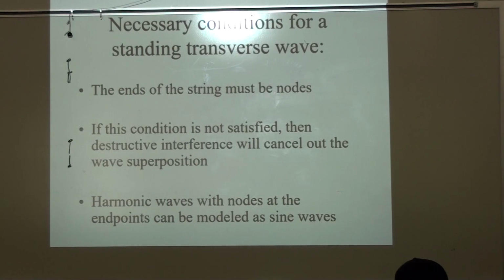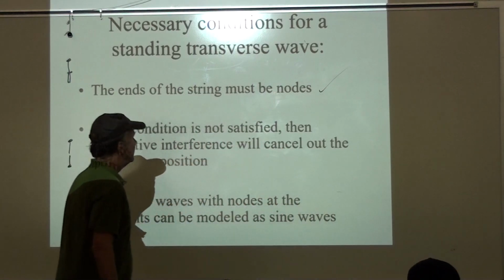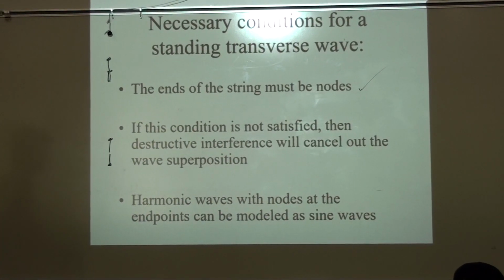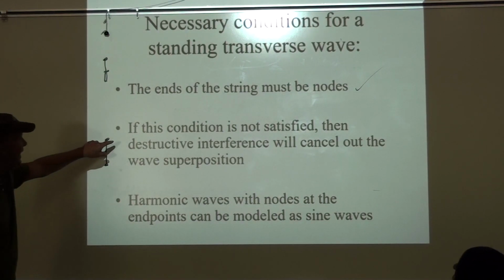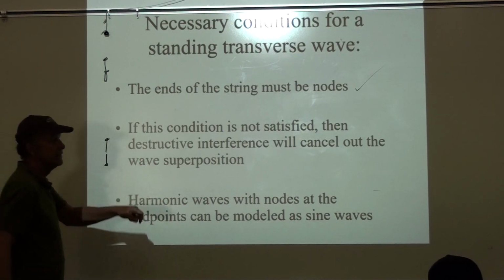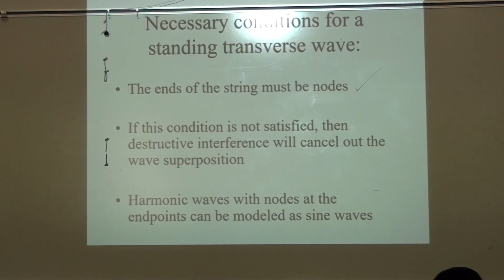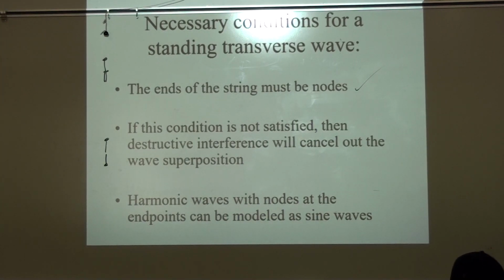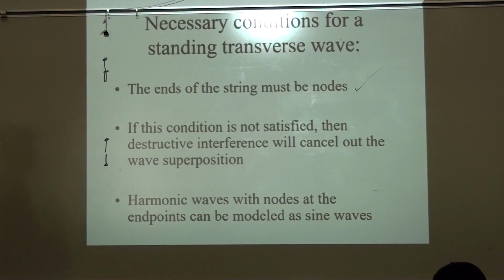And so to get a standing transverse wave, both ends of the string have to be a node. Remember, a node is a region of zero displacement on the wave. If this condition is not satisfied, then we get destructive interference, and you saw that was kind of happening, at least a little bit, when I didn't have the right frequency. It looks like it was kind of canceling out. But when I was able to add the right frequency in, then I was exciting one of these resonant conditions. These harmonic waves have nodes at the endpoints, and so therefore we can model them as sine waves.